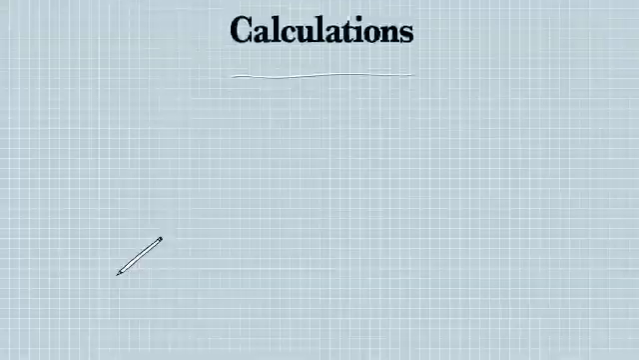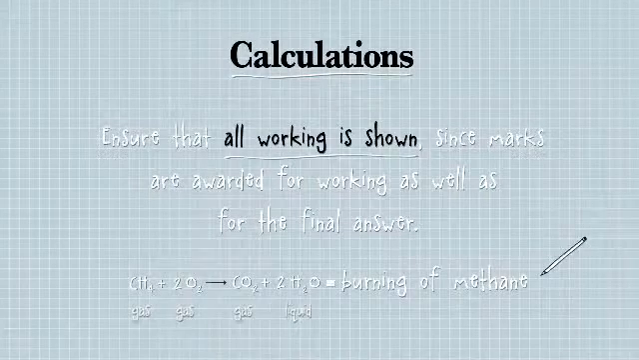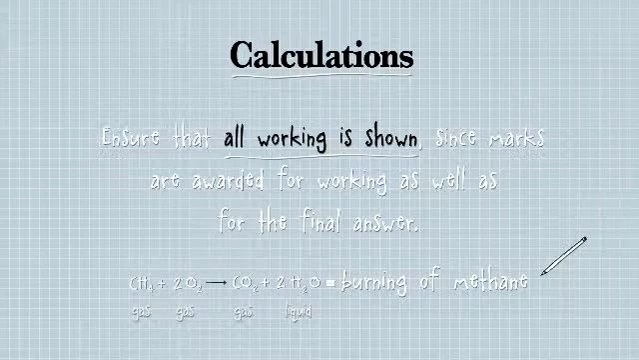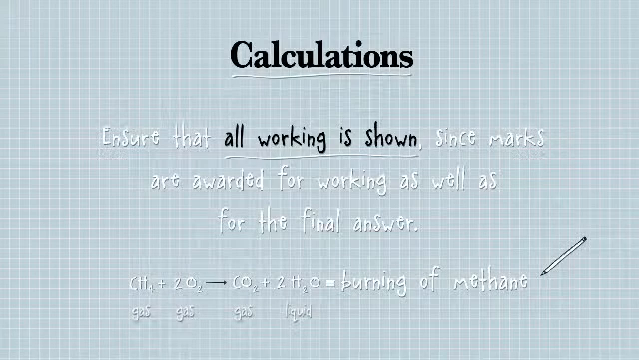Calculations: it does say at the beginning of section B to show all of your working for calculations. So you do need to make sure that you show your working and show it clearly, because the examiners need to actually be able to follow what you're doing. It's a good habit to write down the equation that you're using first and then substitute your numbers.